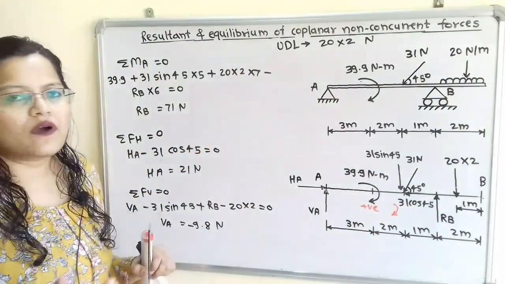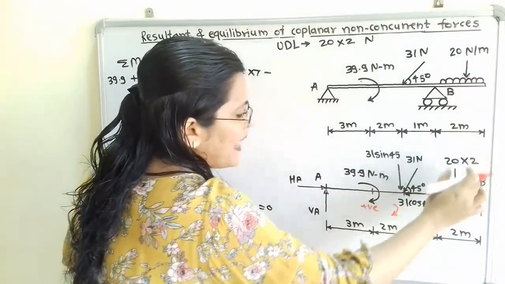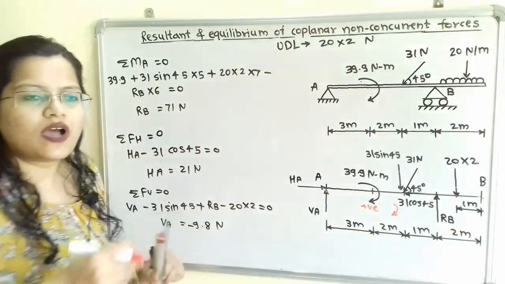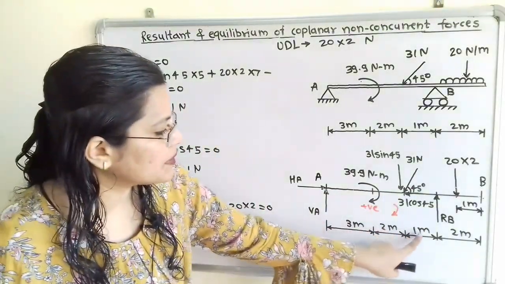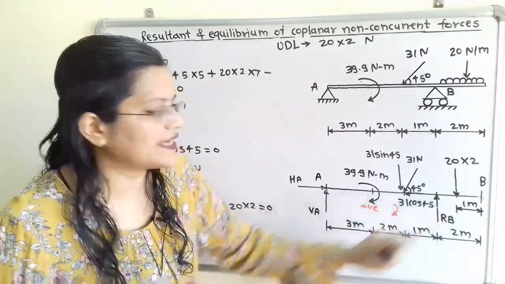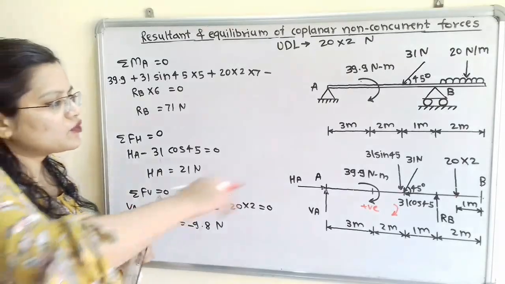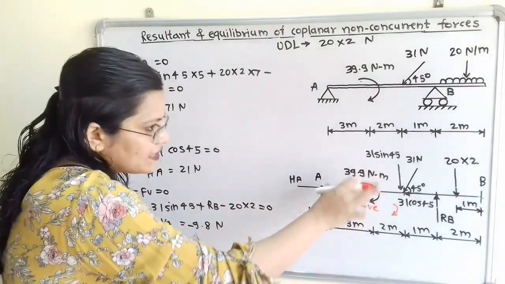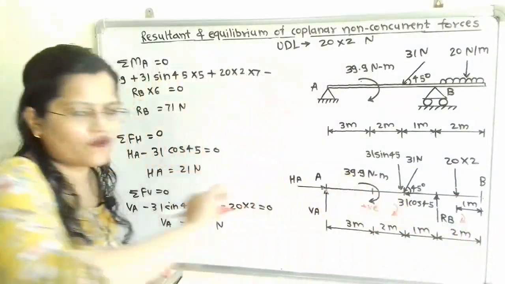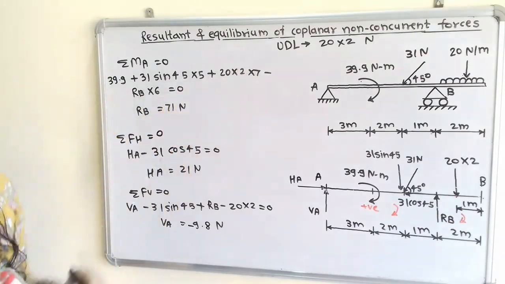Now this is the uniformly distributed load. Magnitude is 20 multiplied by 2. Now this magnitude multiplied by the perpendicular distance from A. So how to find out? 3 plus 2 plus 1 and here remaining 1. That is 5 plus 6, 7. So total distance is 7 meter. And if I move the compass about point A in the direction of 20 multiplied by 2, then it is also in clockwise direction. So we have to take plus 20 multiplied by 2 into 7.